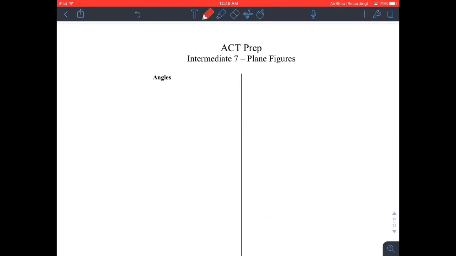Alright, this is Intermediate Lesson 7, Plane Figures. A lot of blanks here on your paper, so that's going to mean lots and lots of writing.